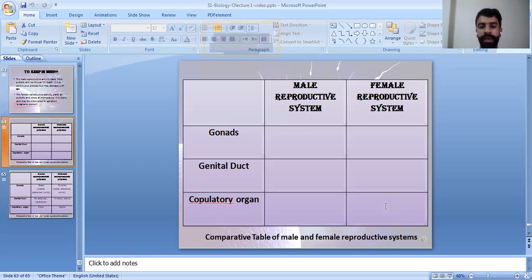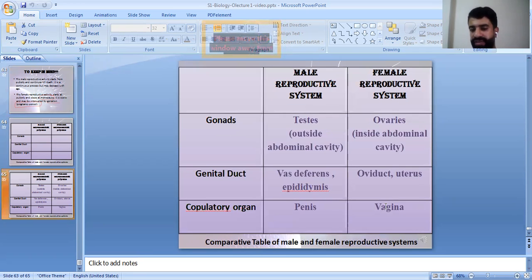Okay, here is the comparative table between the male and the female reproductive systems. The male gonads are the testes, outside the abdominal cavity inside the scrotum, while in the female they are found inside the abdominal cavity, and are called the ovaries. The genital ducts are the vas deferens or spermiduct, and we have the epididymis, while in the female, we have the oviduct or fallopian tubes, and we have the uterus, which is called the womb.